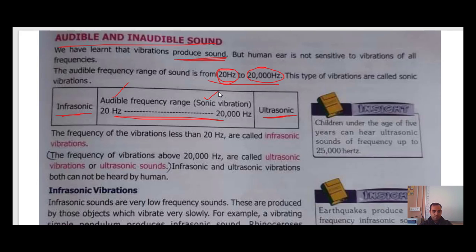as sonic vibration. There are certain animals that can hear infrasonic sound. There are certain animals that can hear ultrasonic sound. There are certain animals that can hear infrasonic as well as ultrasonic sound, but not humans. The frequency of vibration less than 20 Hz is called infrasonic vibration. The frequency of vibration above 20,000 Hz is called ultrasonic vibration or ultrasonic sound. Infrasonic and ultrasonic vibrations both cannot be heard by humans. Other animals may hear them, but not humans.